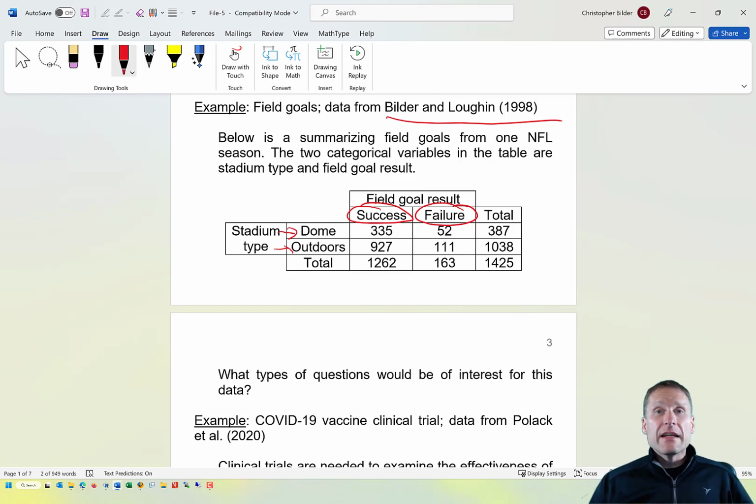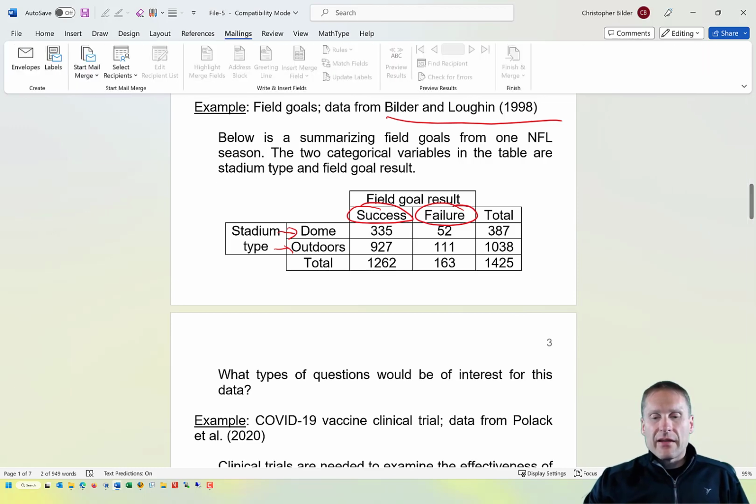And so again, in the methods that we're going to be talking about in this section, we're going to be able to compare the probability of success over these two groups and make a judgment of, are they the same? Are they different? If they are different, how much are they different?